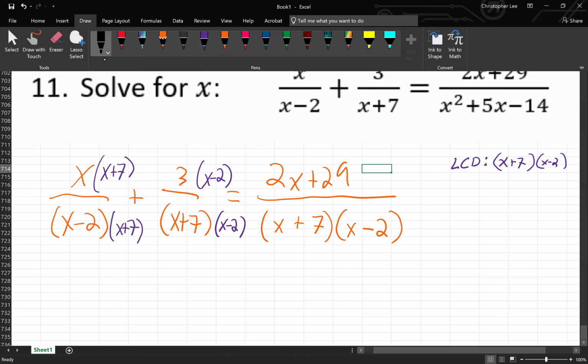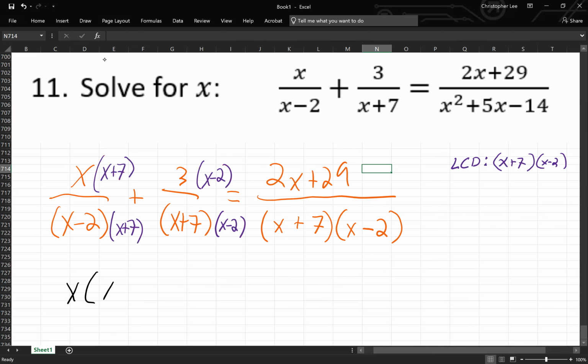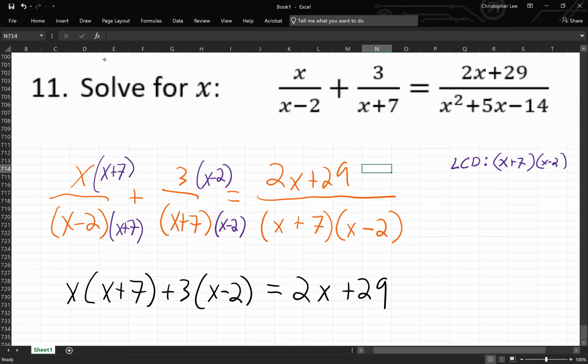So let's look at what we have now, right? So I have x times x plus 7 plus 3 times x minus 2 is equal to 2x plus 29. Let's make an observation here before we continue. Whenever I have an equal sign, I have a rational equation, right? I can get rid of the denominator. I don't need to carry the denominator throughout the question. This is only whenever you have an equation, whenever you have an equal sign. Otherwise, I need that denominator to stay throughout the question.